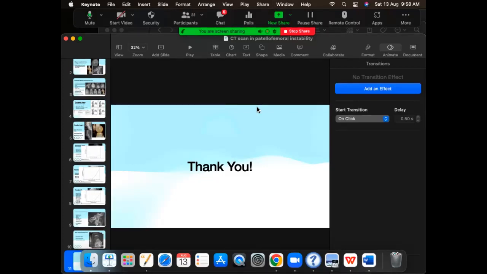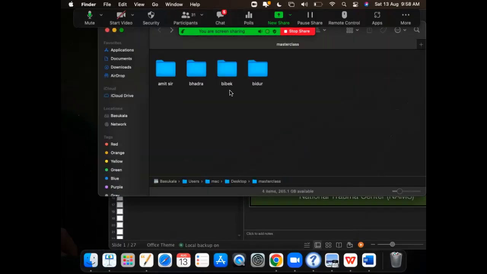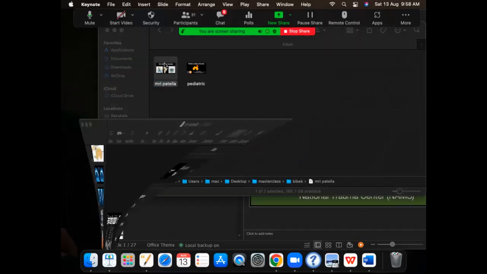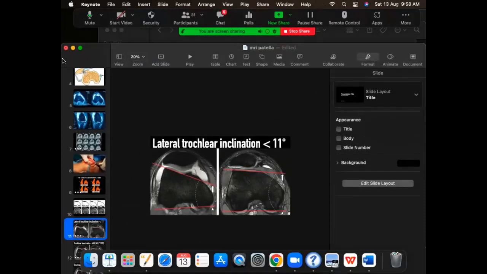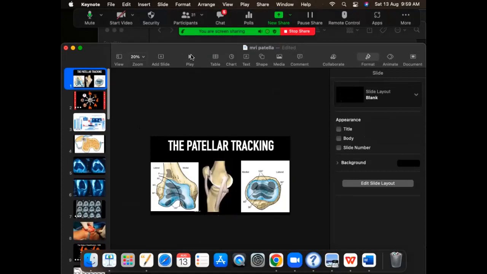Thank you, Amit sir. So now it's time to talk about MRI. I'm not a radiologist, so talking about MRI in this much complex joint is a Herculean task. Let's see how much I will be successful.